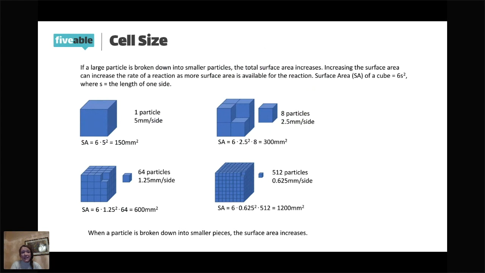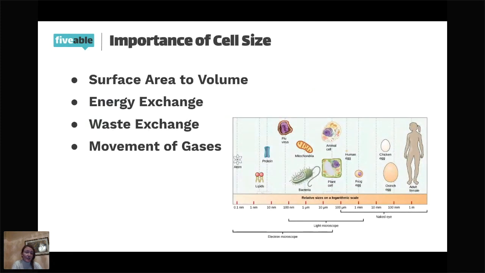Okay, so cell size is really, really important. And I can tell you more. Actually, let's jump ahead a slide. So why is it important? Because of the surface area of the cell. When we talk cell size, we're talking about a surface area to volume ratio. Okay, so how much surface area do we have in comparison to how much volume do we have?